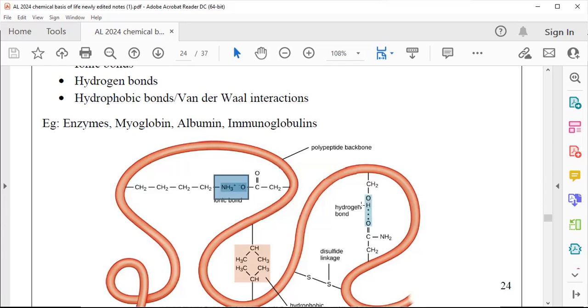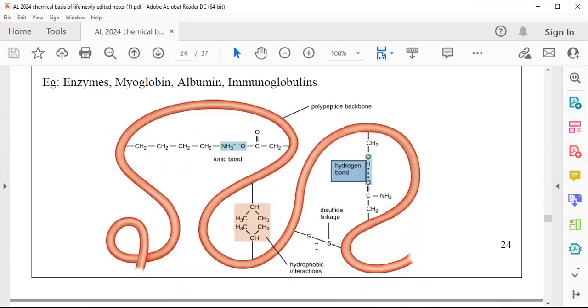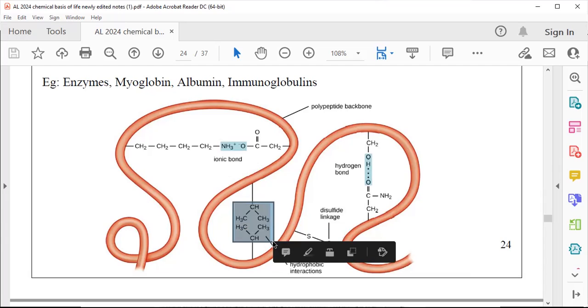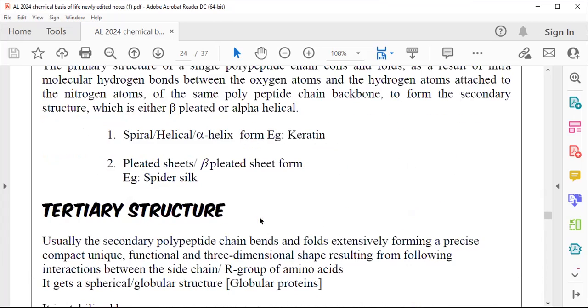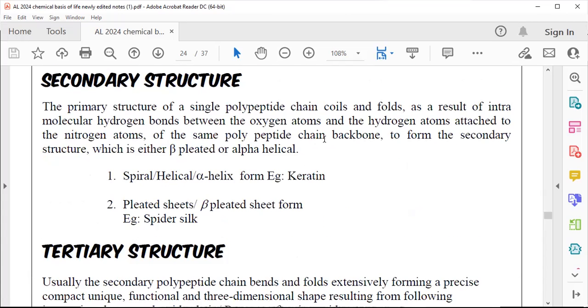Similarly, this is a side chain. This is a side chain. Between side chain and side chain, hydrogen bond is created. Same to the disulfide bond. It is also created between side chain and side chain. Hydrophobic interaction is also created between side chain and side chain.